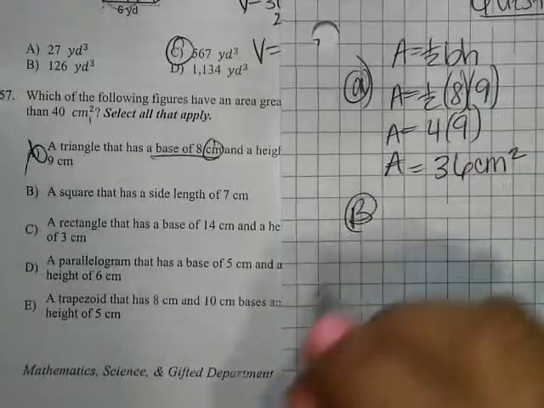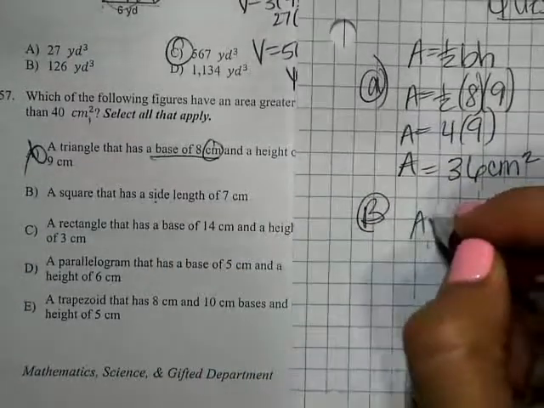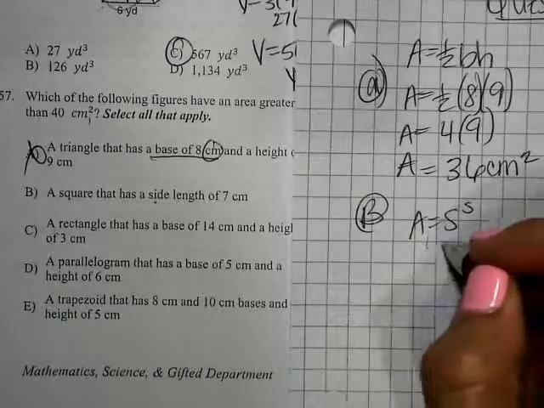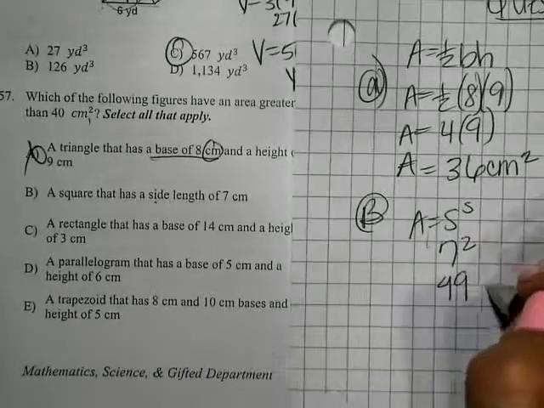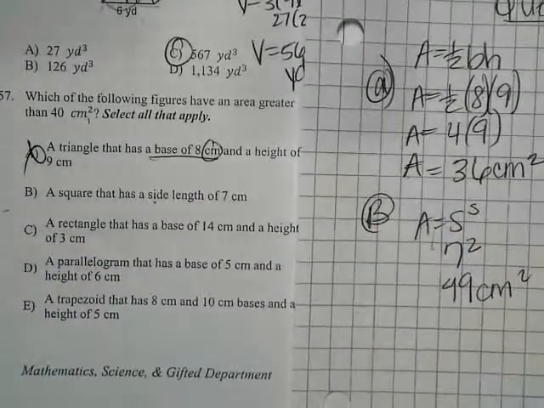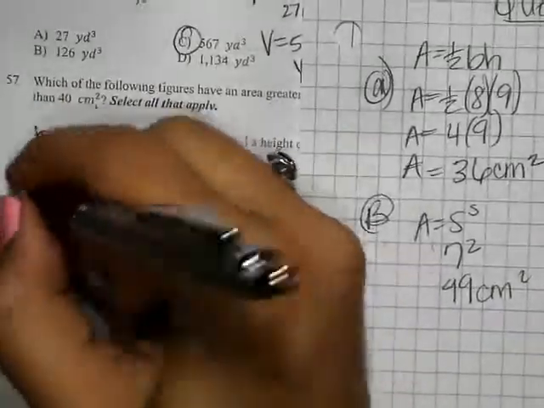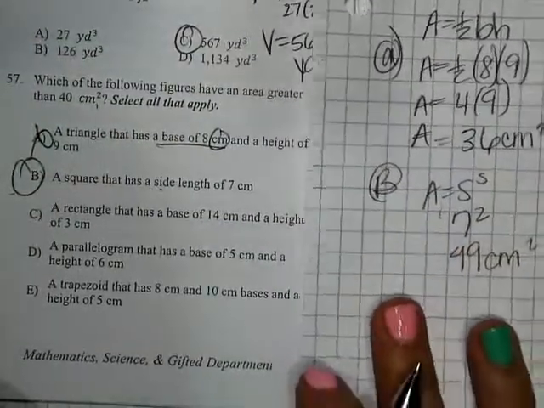B, a square has a side length of 7. Well, for the area of a square is S squared. So 7 squared is 49 centimeters squared, which is larger than 40. Making B a true answer choice.